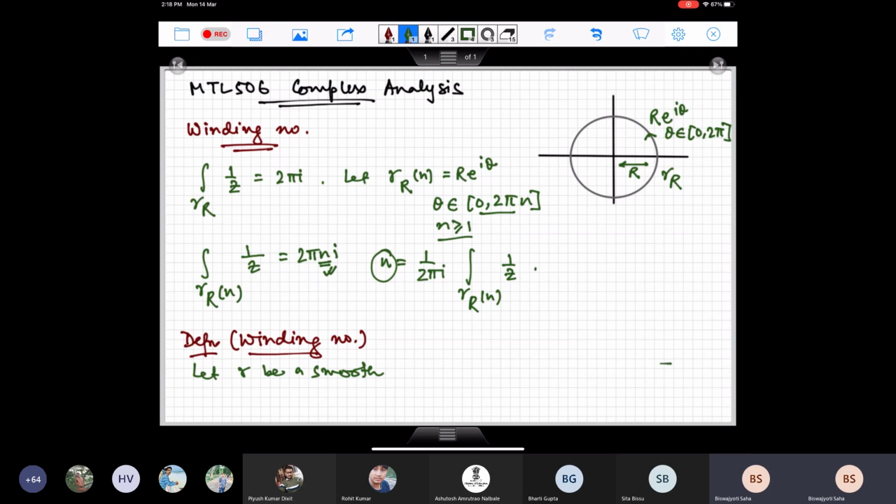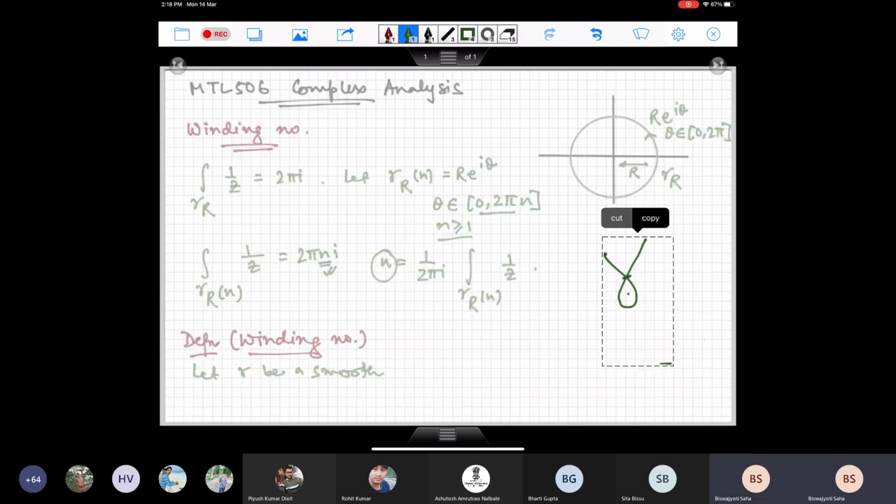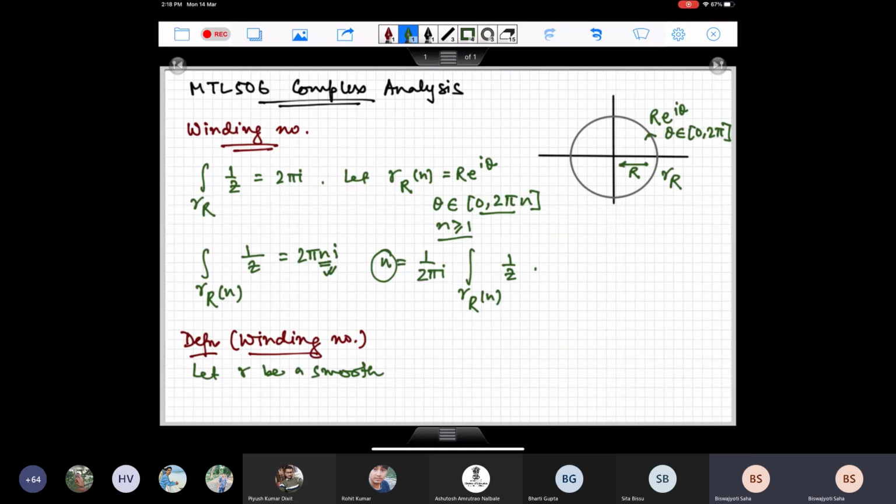For example, if I just have something like this, then maybe for points over here, I can still think of restricting over here and talk about winding number and all that, that could be one thing. But generally we will not take any curve which is not closed. Otherwise it will not make much sense. So we are going to work with smooth closed curves.